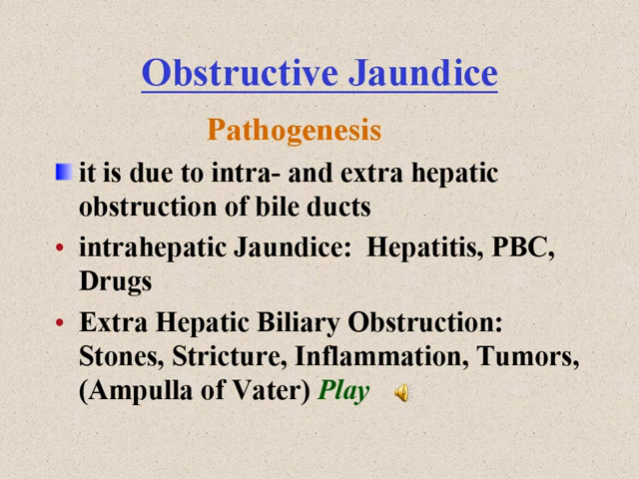Primary biliary cholangitis, PBC, is an autoimmune disease of the liver. The complications: cirrhosis and hepatic failure. And extrahepatic biliary obstruction, due to gallstones, stricture, inflammation, tumor, or ampulla of Vater. Tumor means mainly the tumor present in the head of the pancreas.